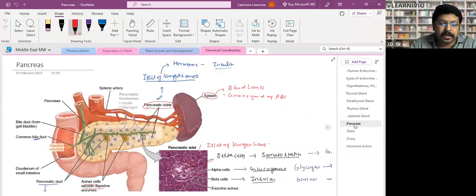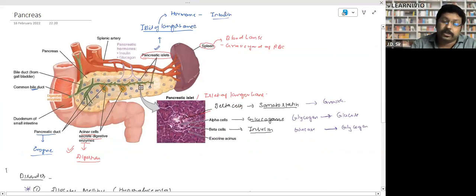Then pancreas, right? So adrenal gland is clear to all of you. It's important. That's why I'm asking again and again. It's very important, not just important, very important. Adrenal is one of the most important glands. Fine. So pancreas we have already discussed in the digestion chapter. Again, let's discuss it here as well.